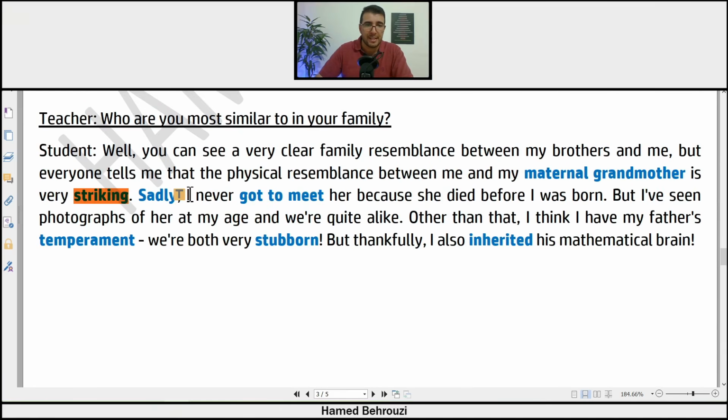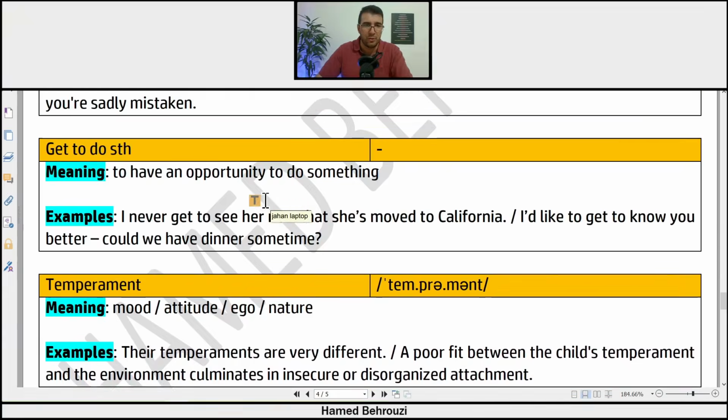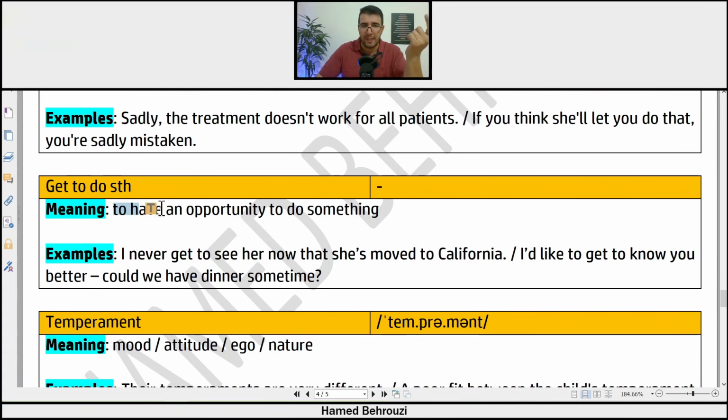The person says, I never get to meet her. I never get to meet her because she died before I was born. I never got to meet her, sorry. What is the meaning of get to do something? I have explained it here for you. When you say get to do something, it means to have an opportunity to do something. To have an opportunity or chance to do something.